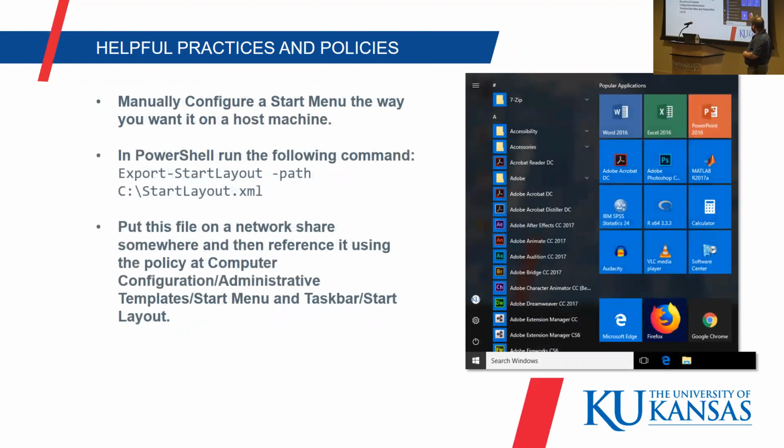So to generate a start menu layout file, you would again go into PowerShell and use this command right here. And that would, of course, create an XML file on the root of your C drive. You'd copy that to a network share somewhere, and then use the group policy at computer configuration, administrative templates, start menu and taskbar, start layout to make use of that layout file. And then anything that's got that policy applied will log in faster and have a nice indestructible start menu for you.